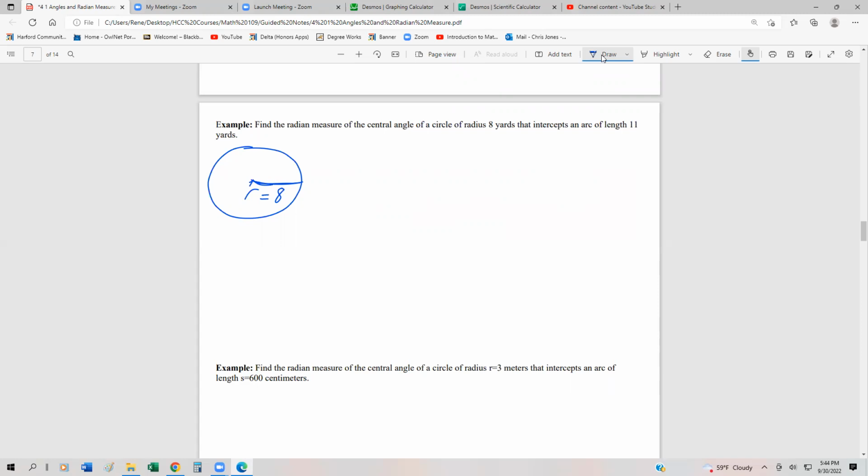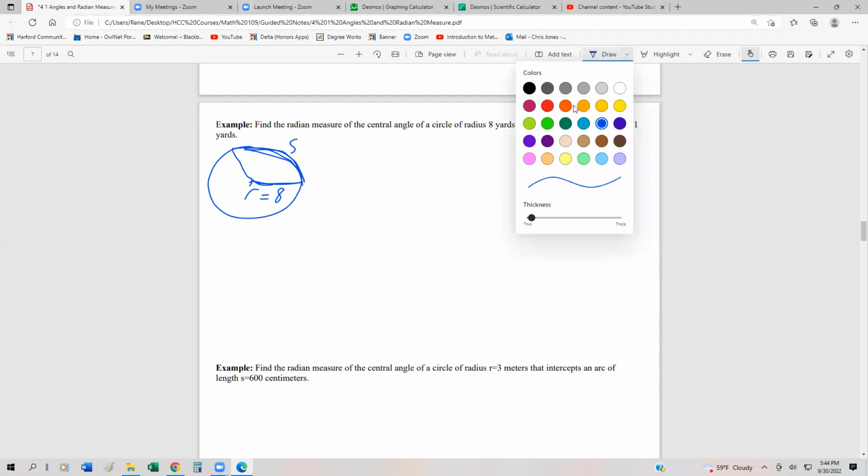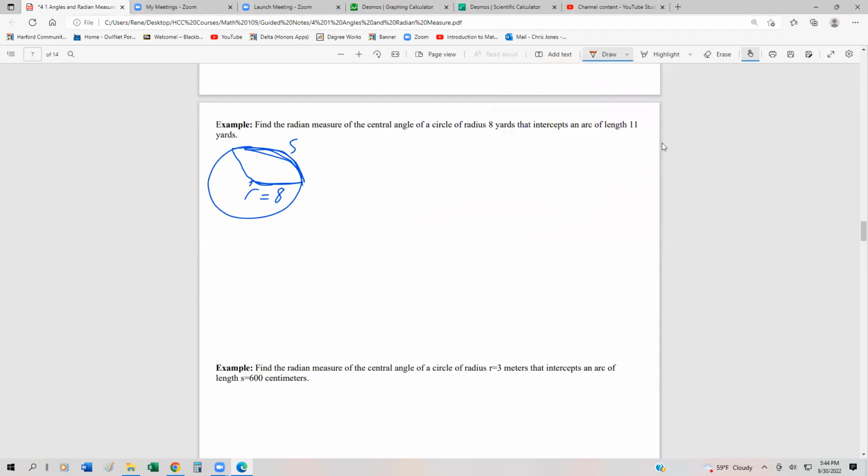So we have another radius here. Let's just assume that this is our s. In fact, maybe if I draw that in a different color, it'll be a little more visible. So this is our arc length s right here, and that's going to be 11 yards. And what are we looking for? We're looking for the central angle here, which we call theta. How many radians is that?